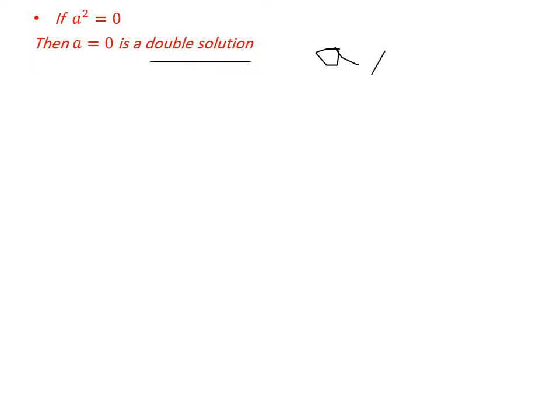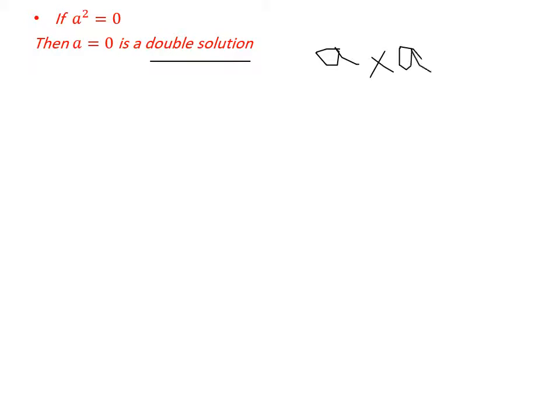Another property: if we have a squared equals 0, then a equals 0 is a double solution. What do we mean by double solution, and where does it come from? So a squared equals 0 means a times a equals 0.